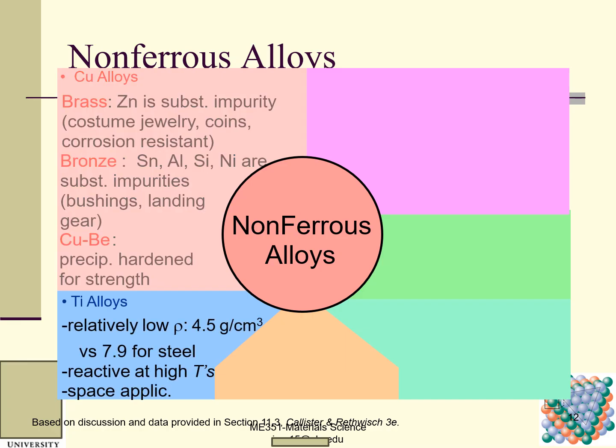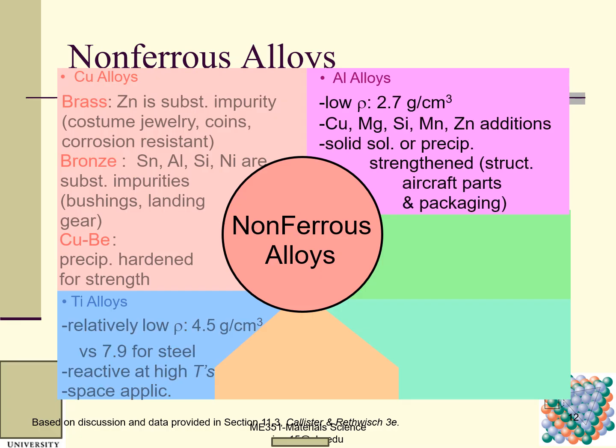The second one is titanium alloy. This is another big non-ferrous category with relatively low density, versus 7.9 for steel. You can see it is much lower. It is reactive at high temperature, and used for space applications for titanium alloys, and also for a lot of bio-related applications.